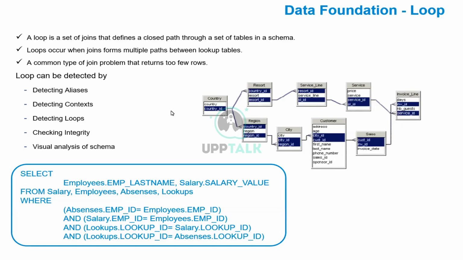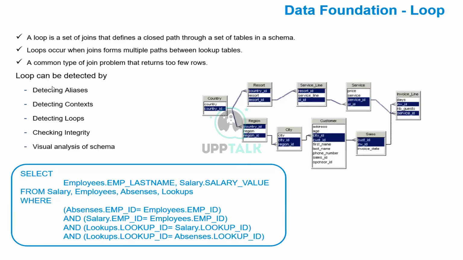In these situations, we will get a problem with the data. A common type of join problem returns too few rows. We will not get the expected rows of data, but fewer rows if any loops are formed. Loops occur when joins form multiple paths between lookup tables. A loop is a set of joins that defines a closed path through a set of tables in a schema. If this occurs, we have to resolve the loop by creating an alias of one table.